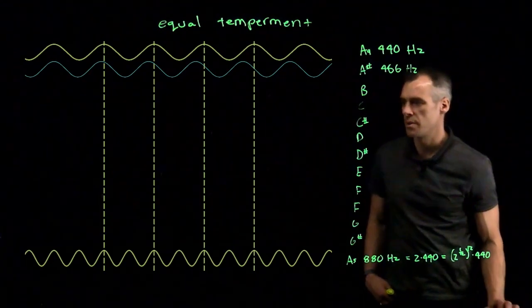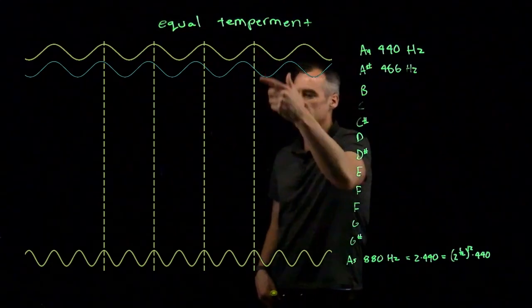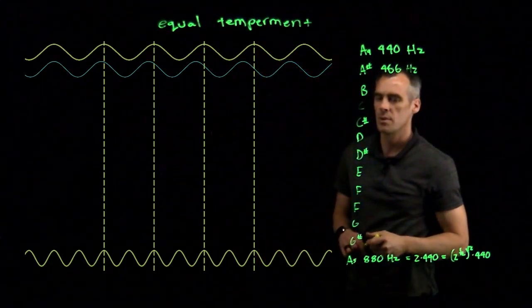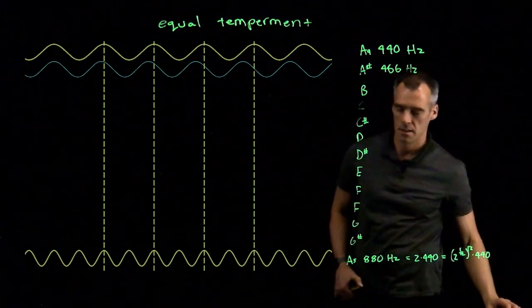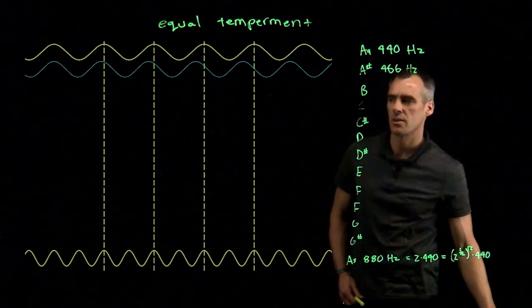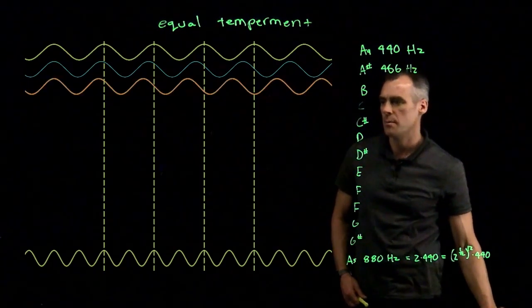So here's A sharp, and you can see, you look at all these peaks, first, second, third, fourth peak, it's not really lining up well with any of them. So that's kind of not the greatest. They're not going to sound good together. So let's go ahead and move on to B, and also not the greatest.